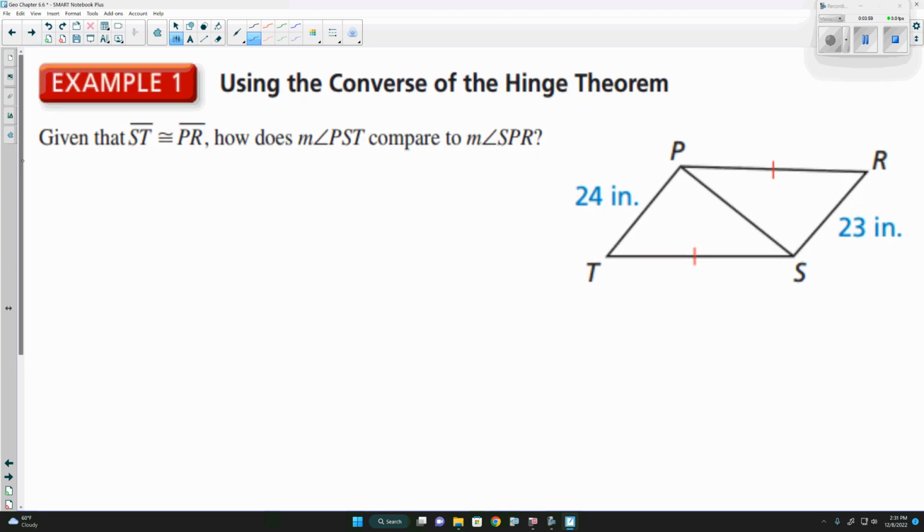Given ST is congruent to PR, so we have ST, PR congruent, and this side PS is congruent to itself. So we want to compare how angle PST compares to the measure of angle SPR. So which side's bigger? 24 or 23? So that means angle PST is greater than SPR. Questions on this here?